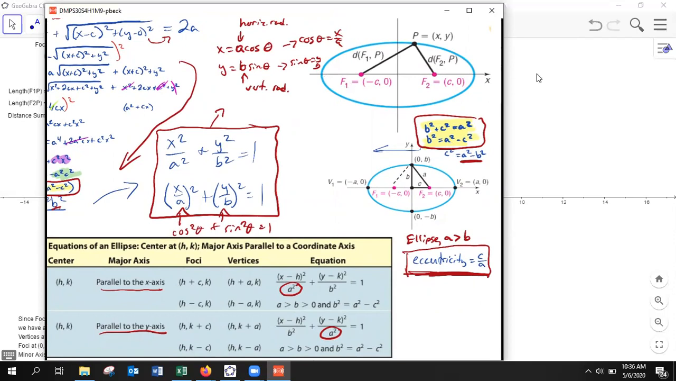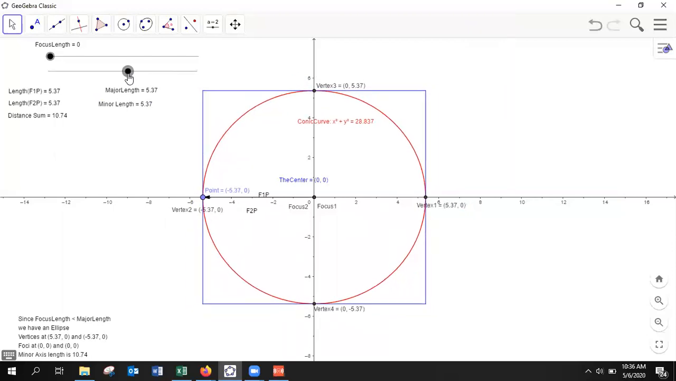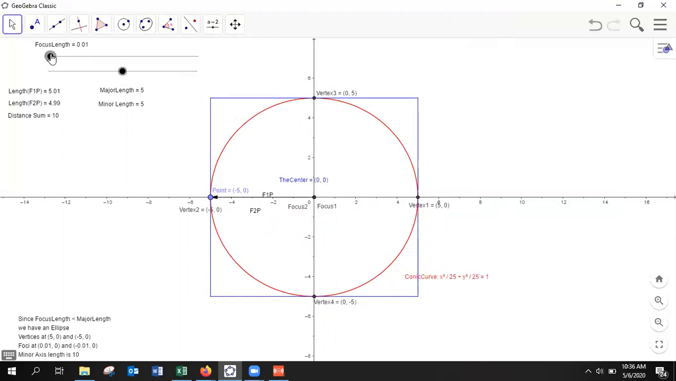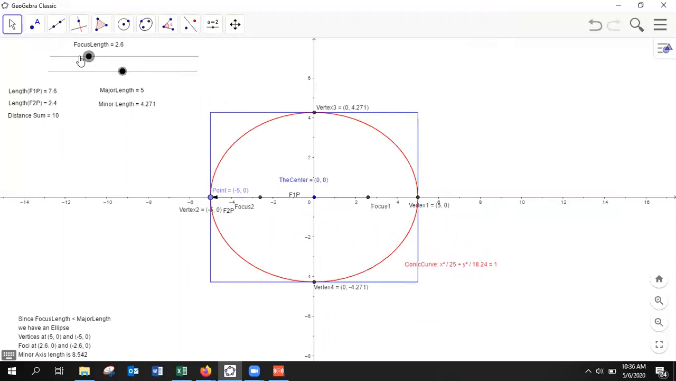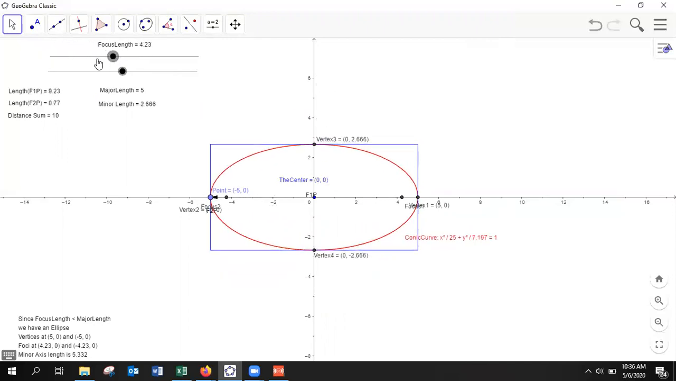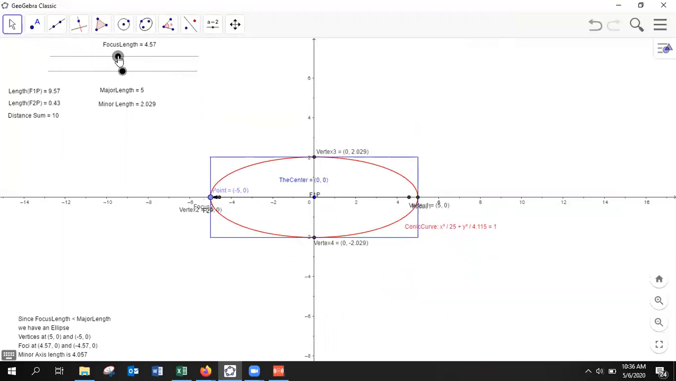It's this ratio of C over A, which if you go back to the graph that I have here, right now C, which is our focus length, is 0. A, let's actually make this 5, just so that we have some nice numbers. So our eccentricity of this is 0 over 5, which makes a circle. For the ellipse, our eccentricity is some number over 5. And if you notice, that number is smaller than 5. So our eccentricity between 0 and 1 will give us the ellipse.